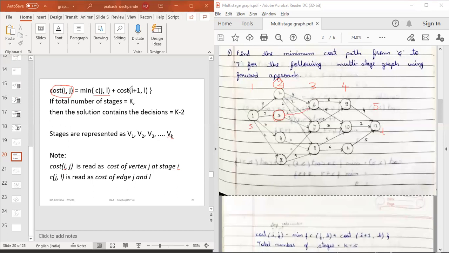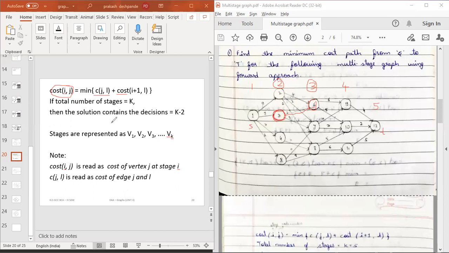Plus cost of i plus 1 comma L. Again, notice here there is a cost. Cost means the first number here, i plus 1, is the stage. So i was what actually? It was 2. 2 plus 1 is 3, means in the third stage, L is nothing but here 6. So the cost of this particular 6. I need to know the cost of 6, and then by adding that cost of 6 to the C of JL, that is this edge, if I get that, then I will be getting the cost of 3 here.